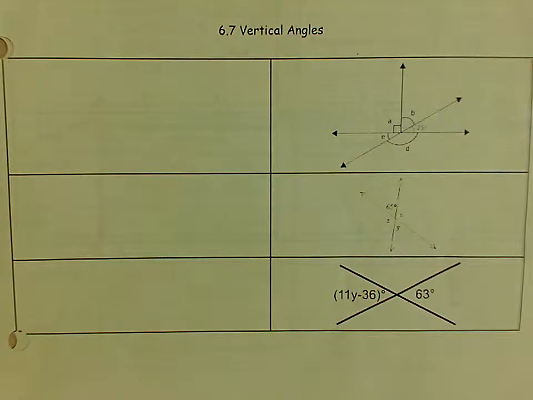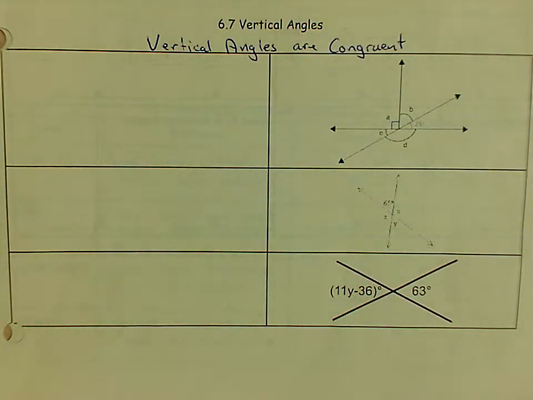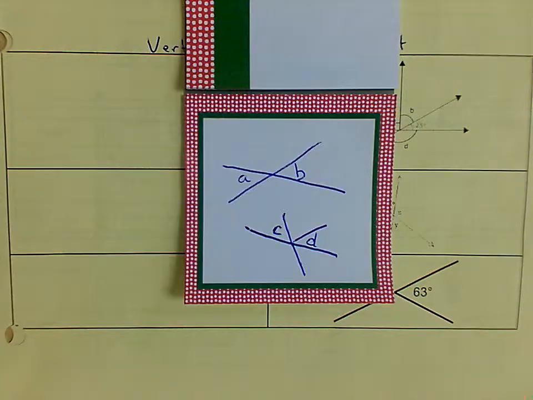So 6.7 is on vertical angles. That's what we're doing today. And the biggest thing about vertical angles is to know two things. First of all, vertical angles are congruent. Let's write that at the top of the paper. All right, so vertical angles are congruent. The first thing that's important to know is that vertical angles are congruent.